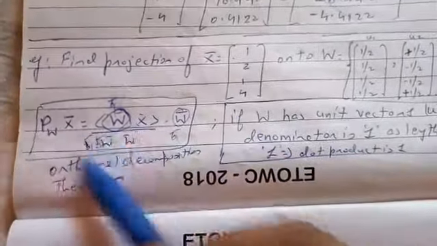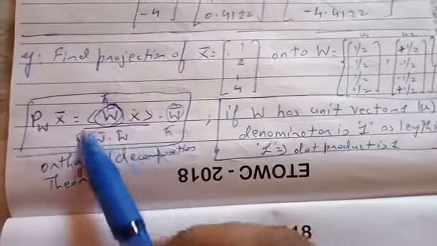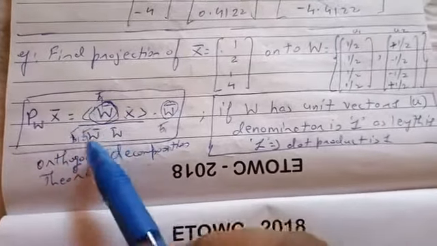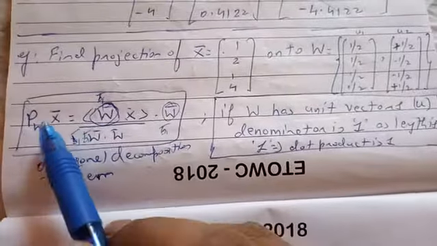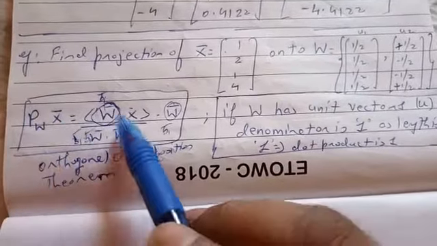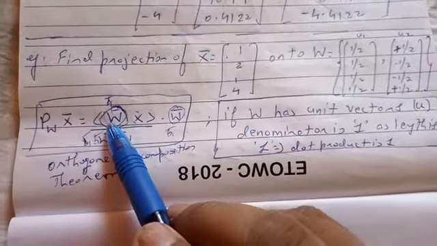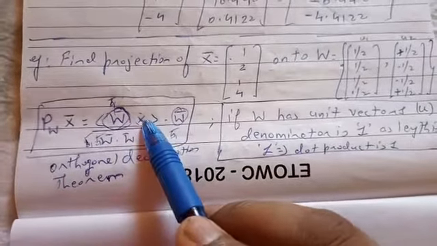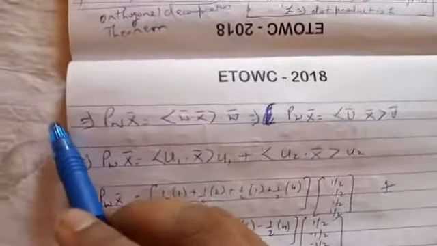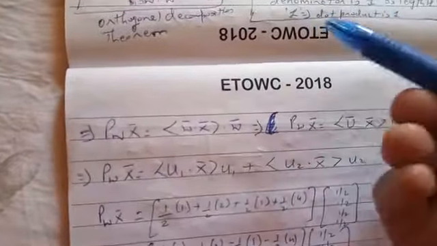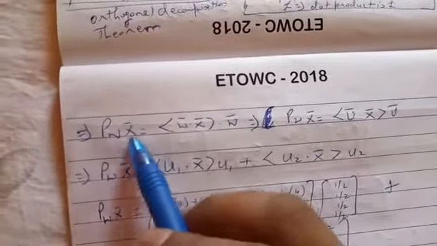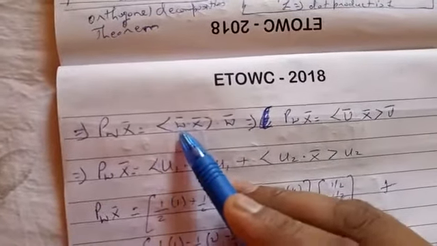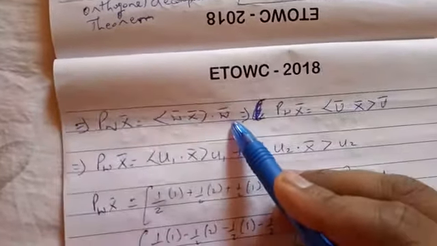Therefore, what happens to this equation? For unit vector bases, this denominator just becomes 1. Therefore, the projection of x bar on W is nothing but the basis dotted with the vector itself. So that is the twist here. The next part is very simple. Since the two bases are unit vectors, the projection of x bar on W just turns out to be W bar dot x bar times W bar.